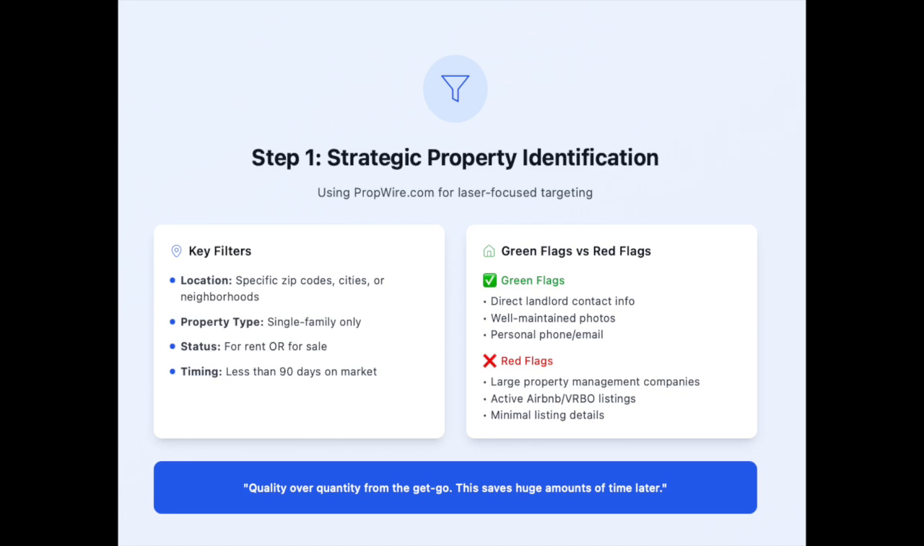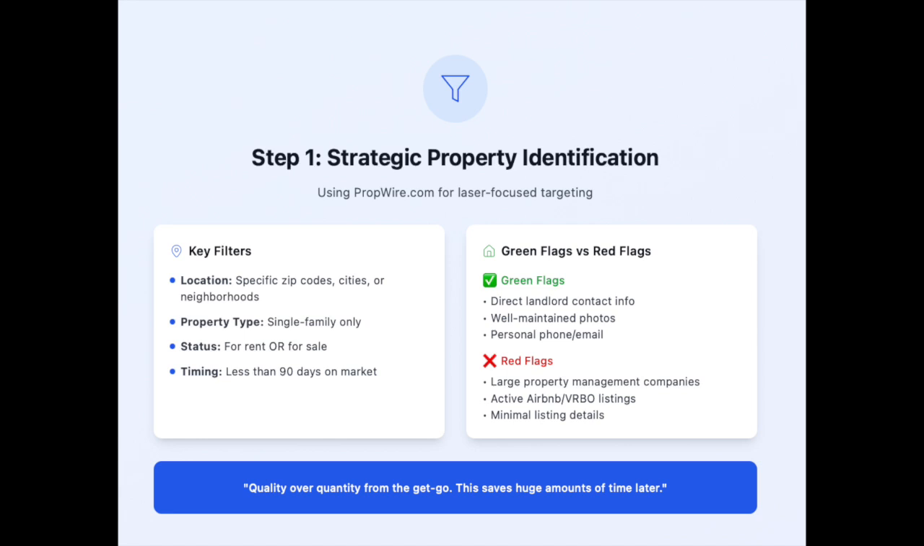So conversely, what are the red flags? The things that make you say, nope, skip this one. Definitely listings managed by large property management companies. That's usually a skip for this workflow. Why is that? Is it a hard no? Couldn't a big company potentially be interested? It's generally a hard no for this specific workflow.